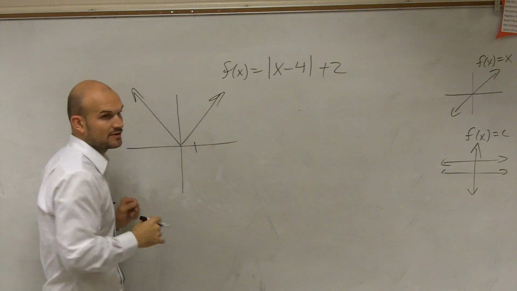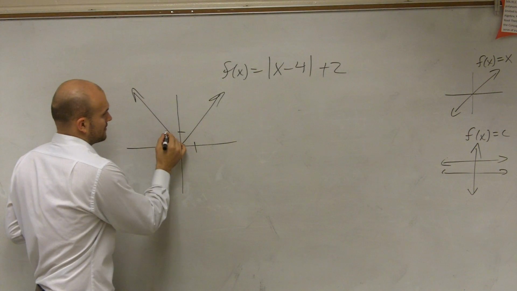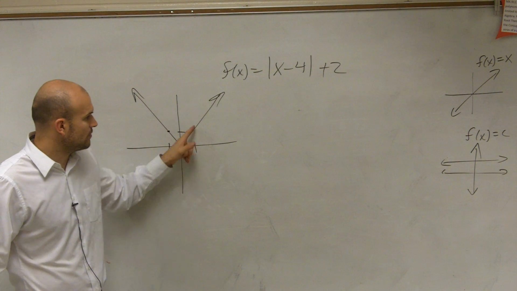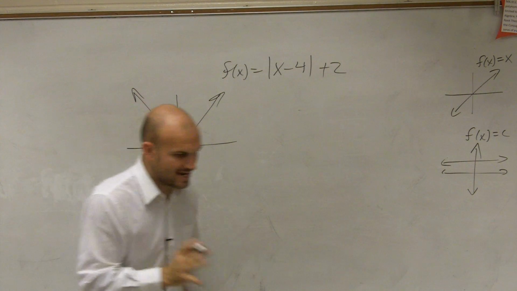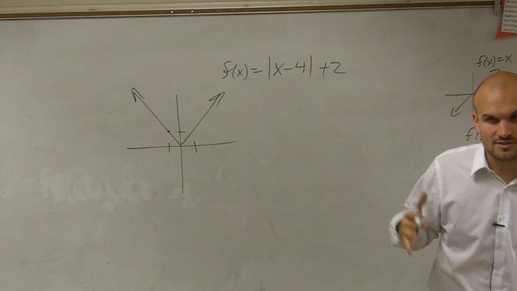All right? Trevor, could you put your pencil down and just look up here? So what that has is that goes right one, up one. That's the slope of my absolute value. Okay? Now the next thing we need to do is determine what are my transformations.